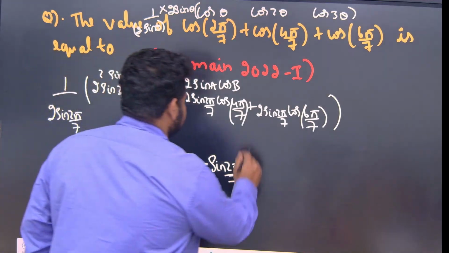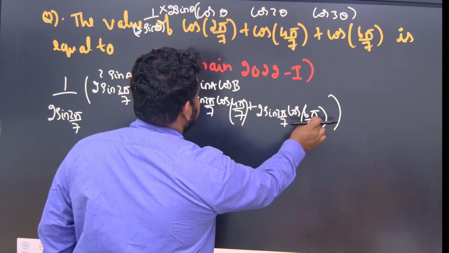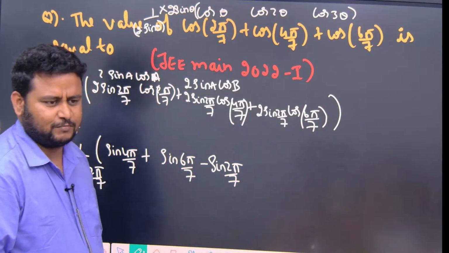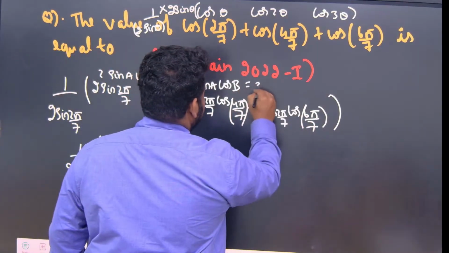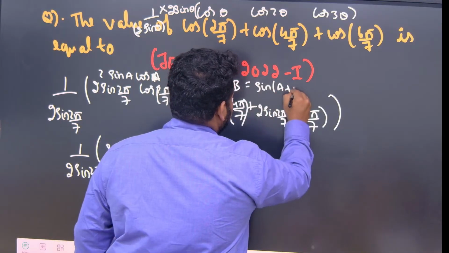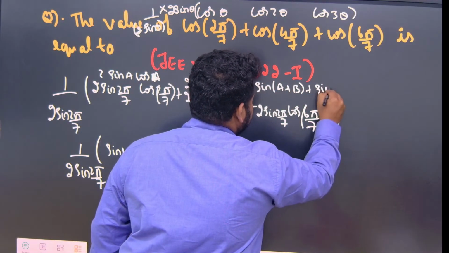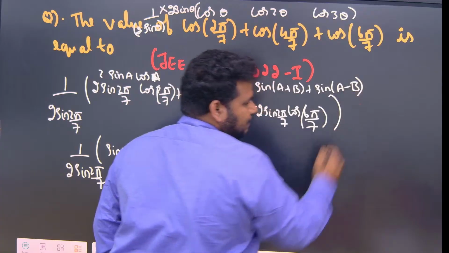Next, this one, 2 sin A cos B. Again we should apply the same formula: sin of A plus B plus sin of A minus B. The same formula we have to apply.